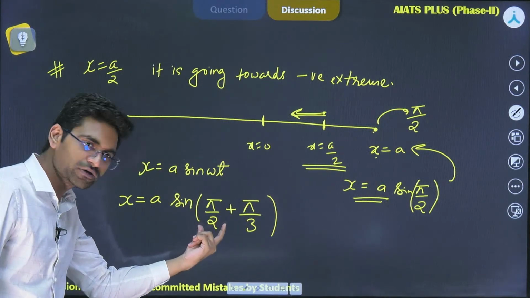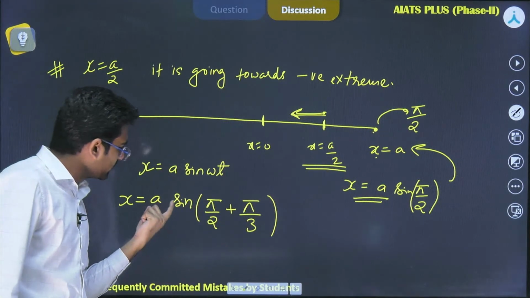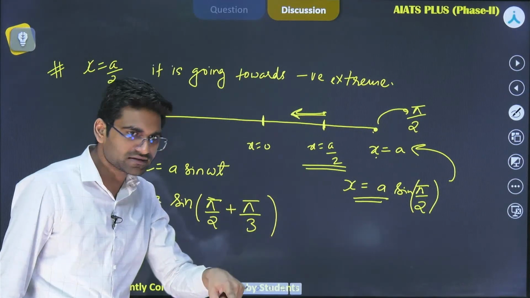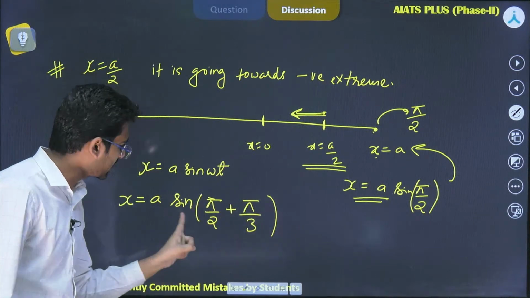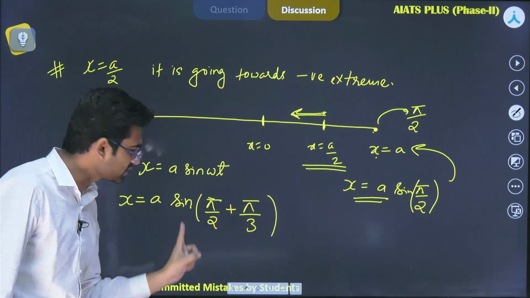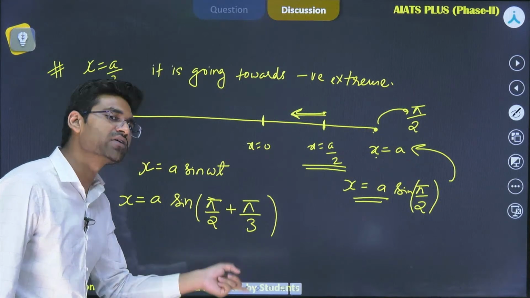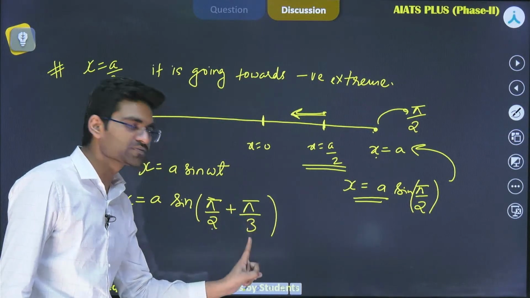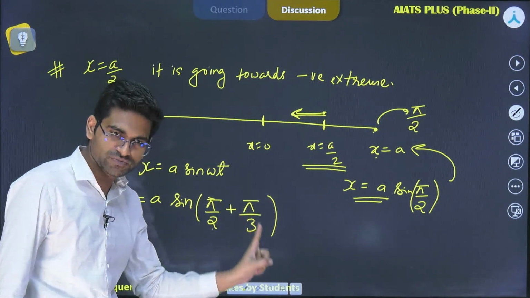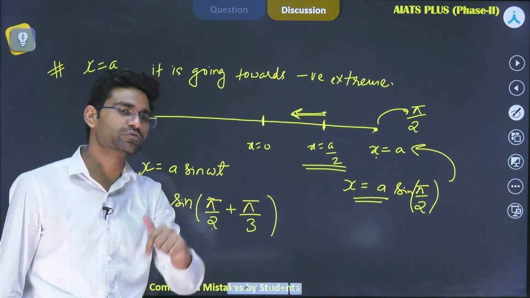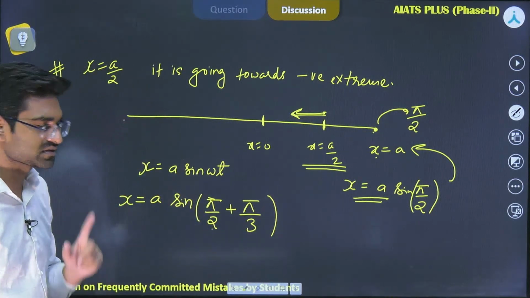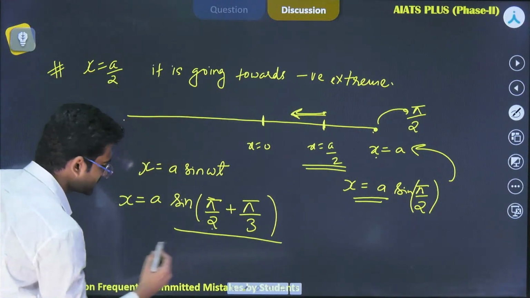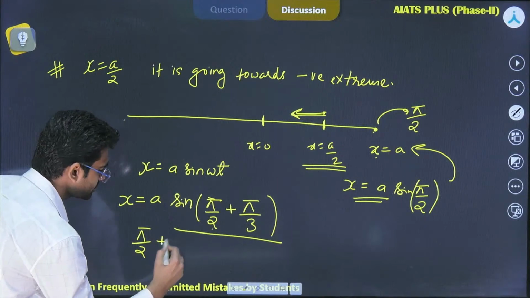That's why, when I write sine 90 plus theta, it will become cos theta. So it will become cos pi by 3, and cos pi by 3 is equal to a by 2. If I write pi by 2 plus pi by 6, then it will become cos pi by 6, and cos pi by 6 is equal to root 3 by 2. Then I will not get my answer. That's why I have manipulated it like this. So this phase will become pi by 2 plus pi by 3.